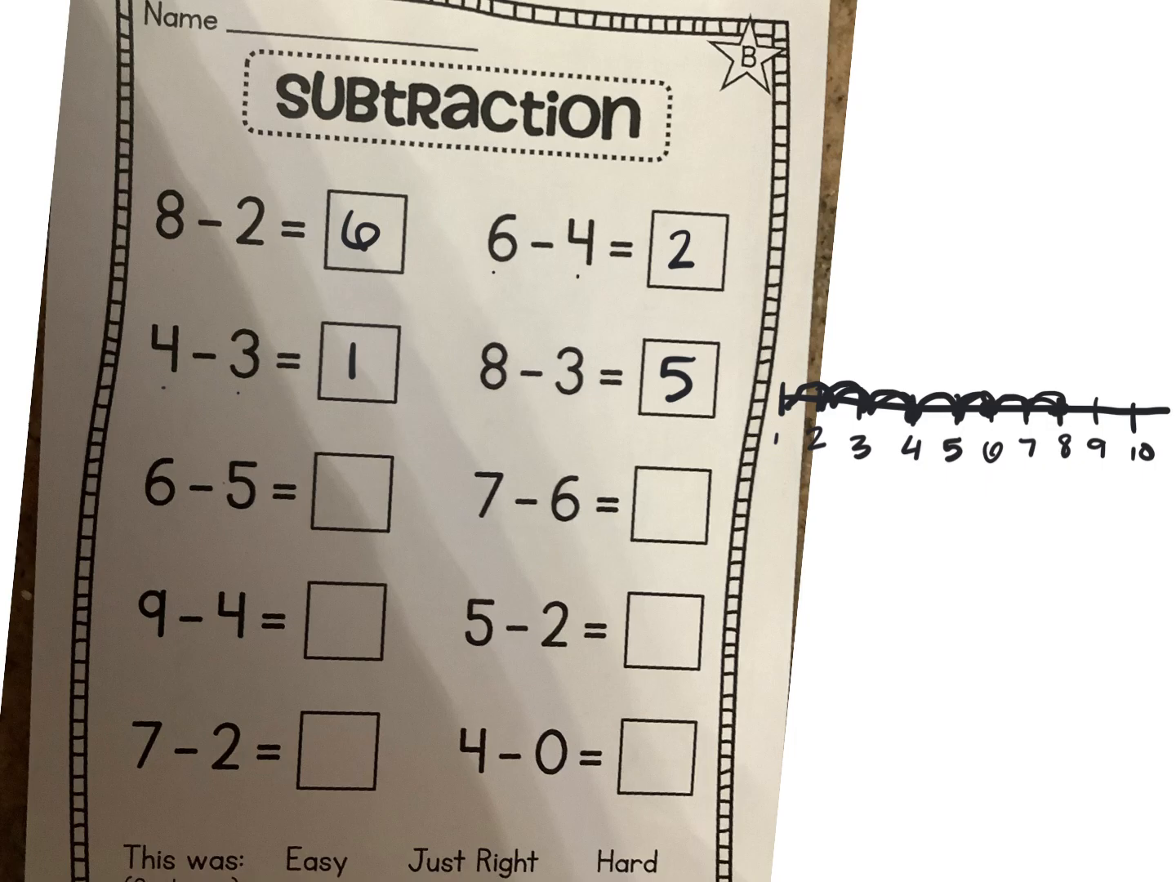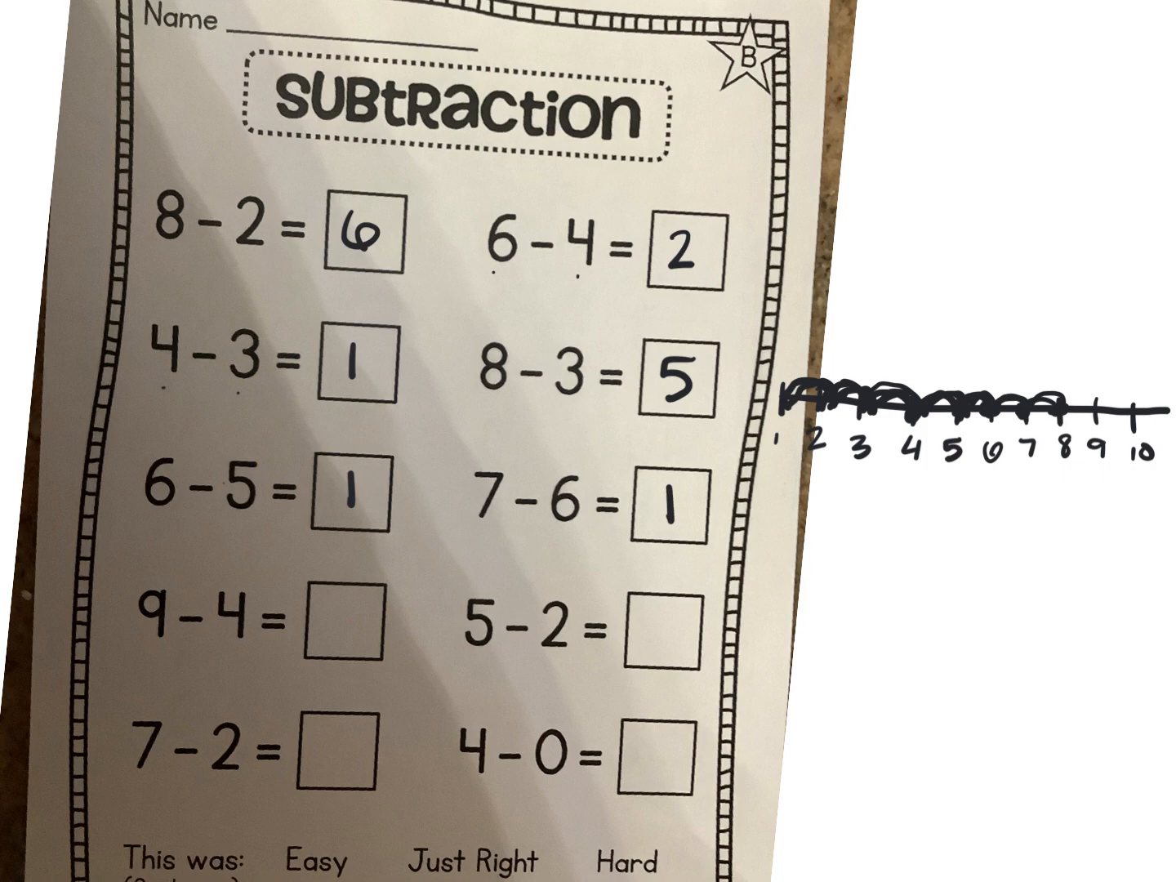The next one is 6 minus 5. So start on 6, count back 5. 1, 2, 3, 4, 5. 1. 7 minus 6. Start on 7, count back 6. 1, 2, 3, 4, 5, 6. That one's also 1.